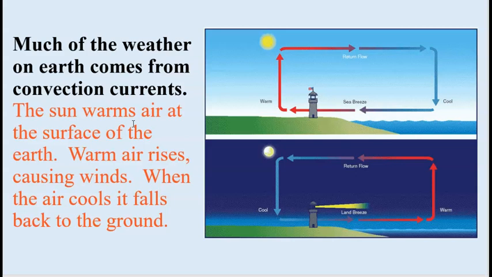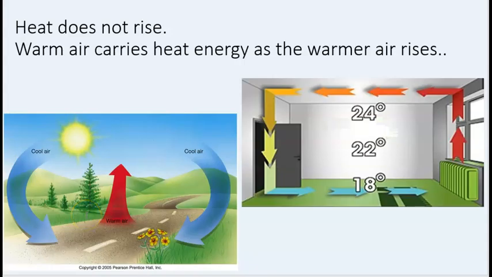Places on Earth, the sun will warm the air at the surface of the Earth. The warm air rises and causes winds, and when the air cools, it falls back to the ground. That is convection.